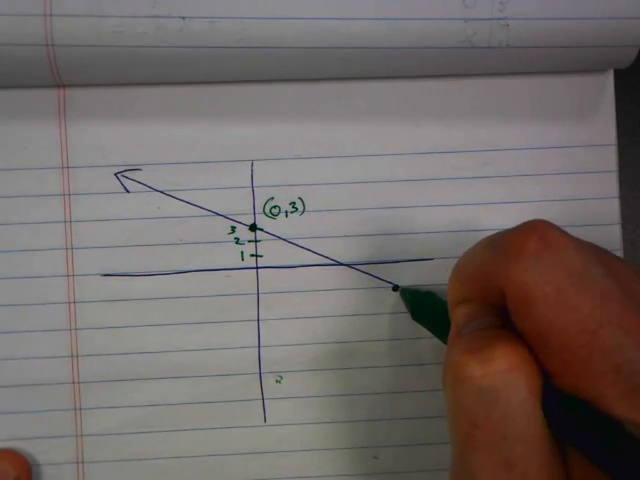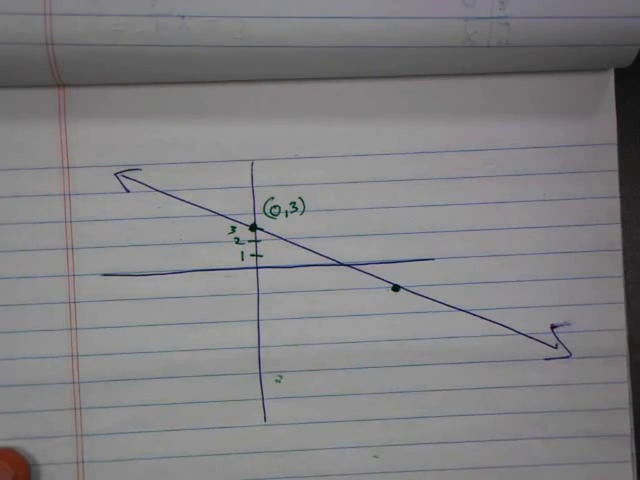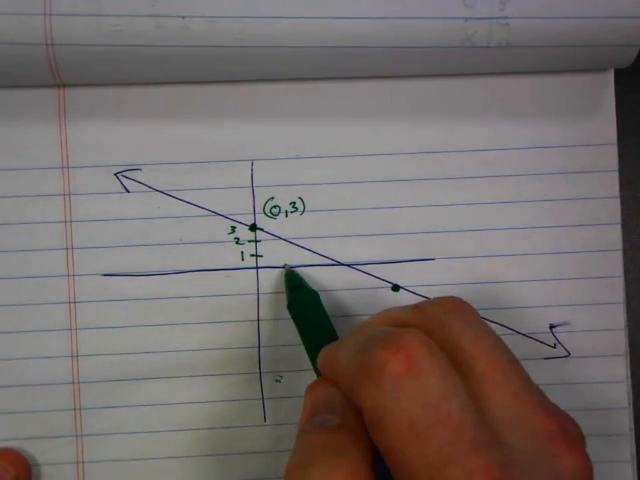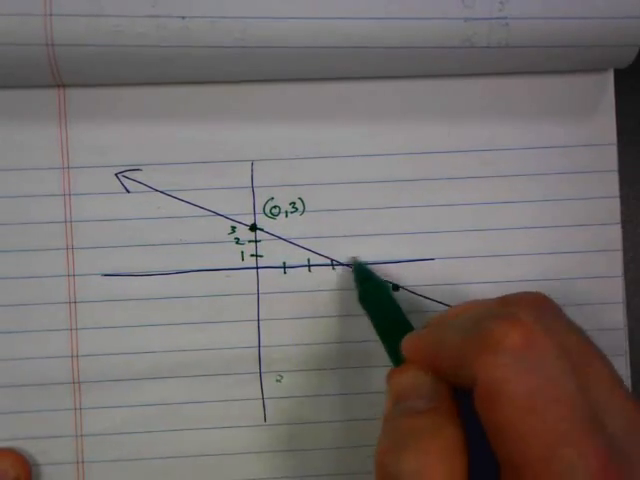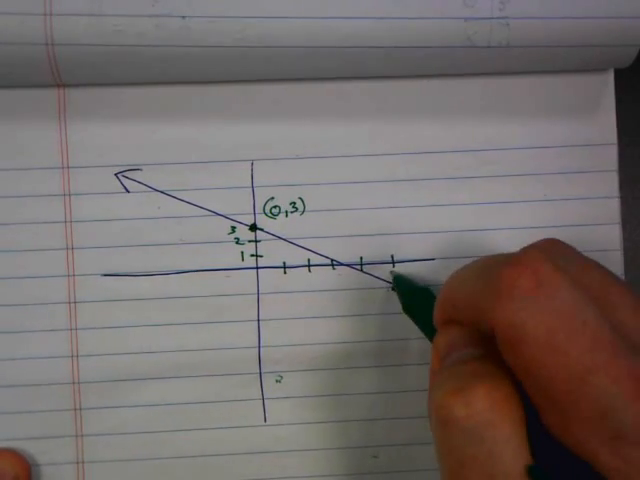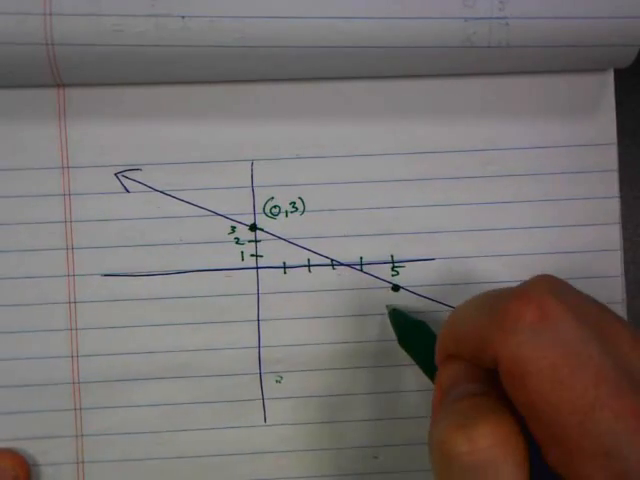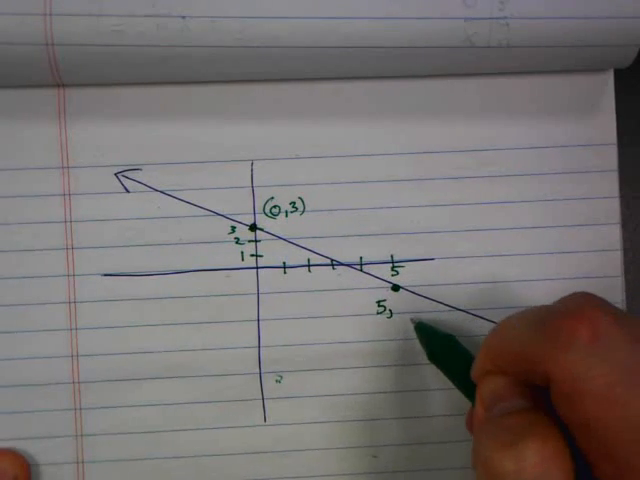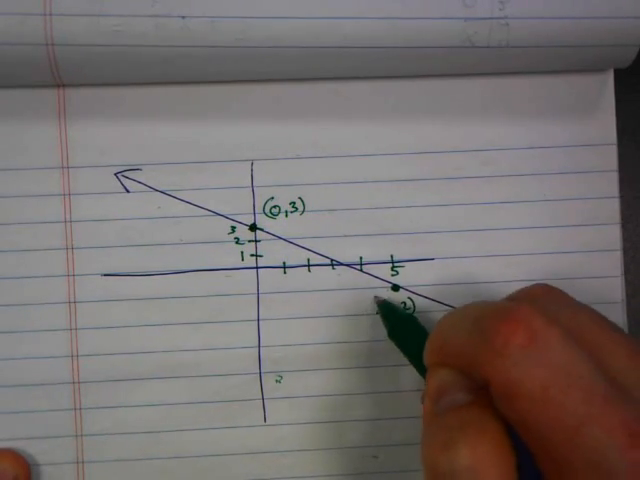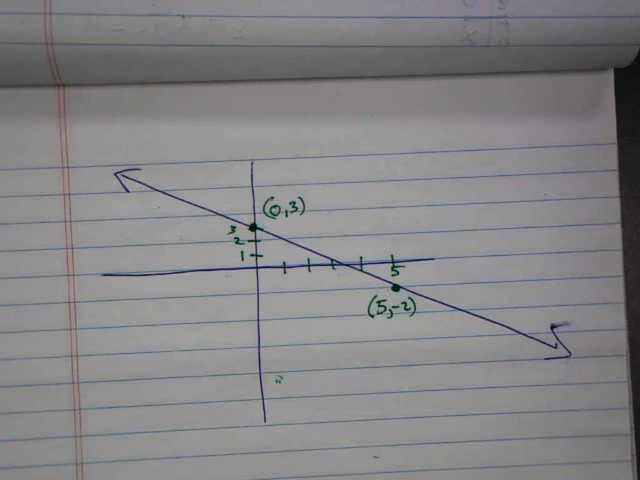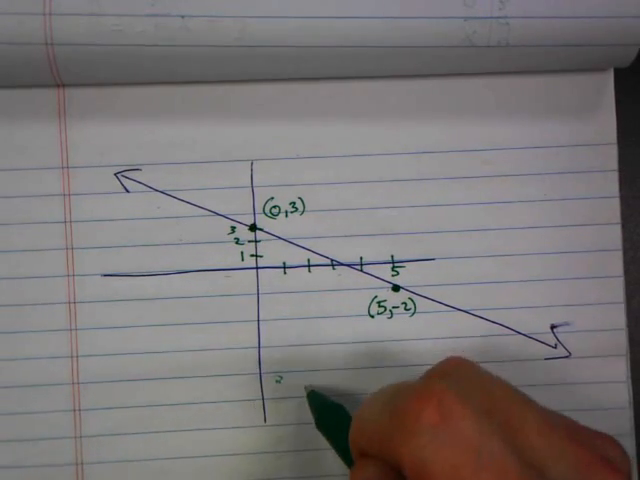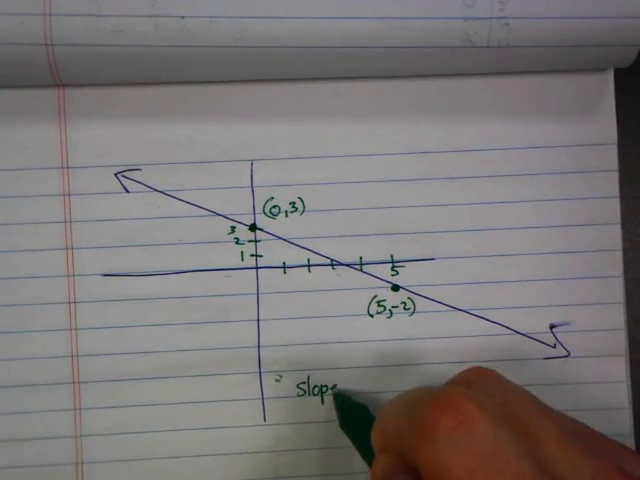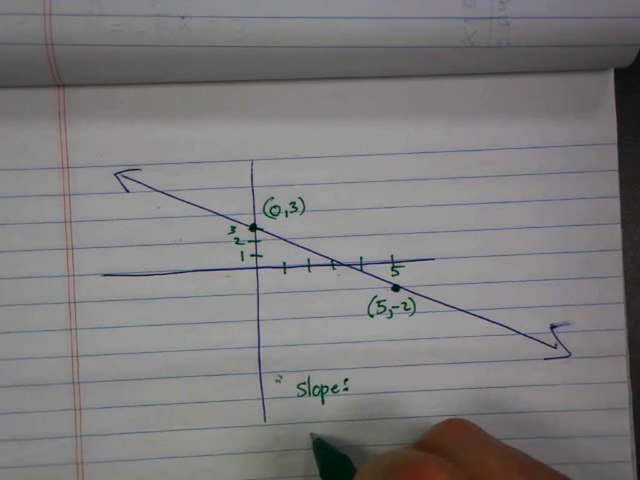And then how about this point right here? How far over is that? That looks like it's about 5. So this would be the point 5 comma negative 2. All right, so I want you to do two things. I want you to tell me the slope, and then I want you to tell me the equation.